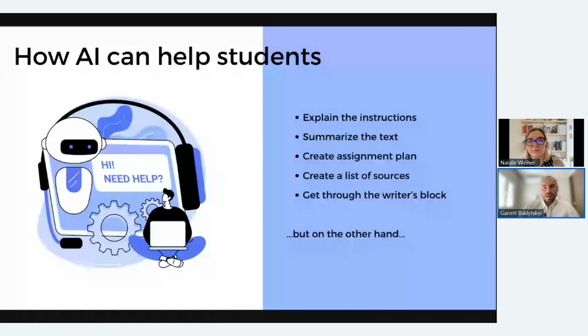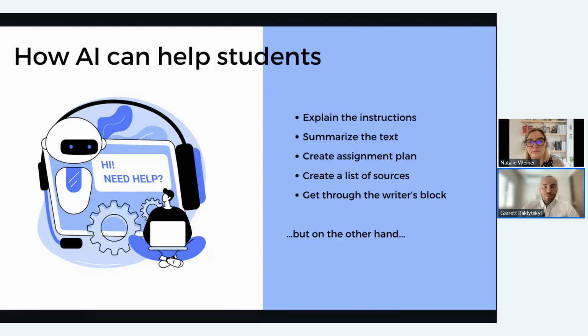For example, students can ask ChatGPT to explain the instructions that were given to an assignment, or to create a plan for an assignment to understand where to start and how to proceed. Or students may ask ChatGPT to create a list of sources for research. However, here students should be careful, because in many cases, ChatGPT can just make up sources and they don't exist. So all sources that ChatGPT provides should be checked accurately.